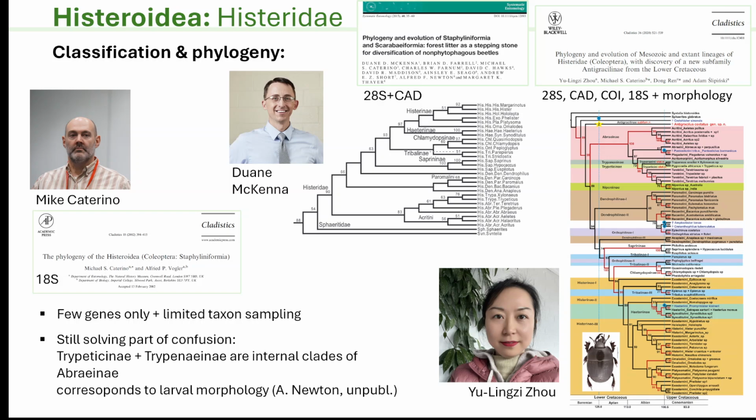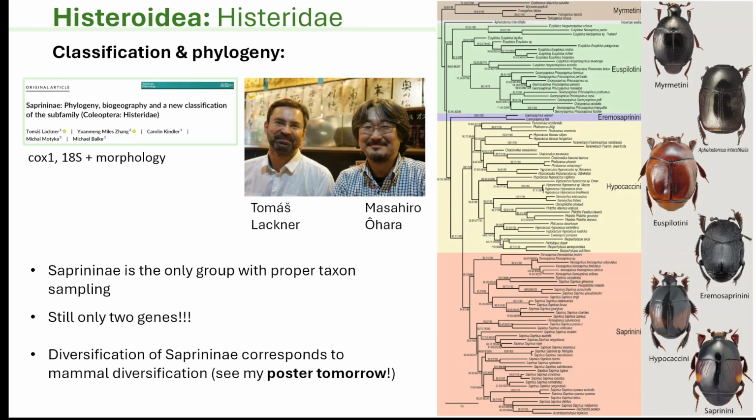For example, the two weird-looking subfamilies, the Trypeticinae and Trypanaeinae, were consistently recognized as internal clades of Abraeinae, and they're already now moved there, and these subfamilies are synonymized. This actually corresponded to larval morphology, so it was not really unexpected, but it was cool that DNA confirmed what Al Newton was thinking about for a long time.